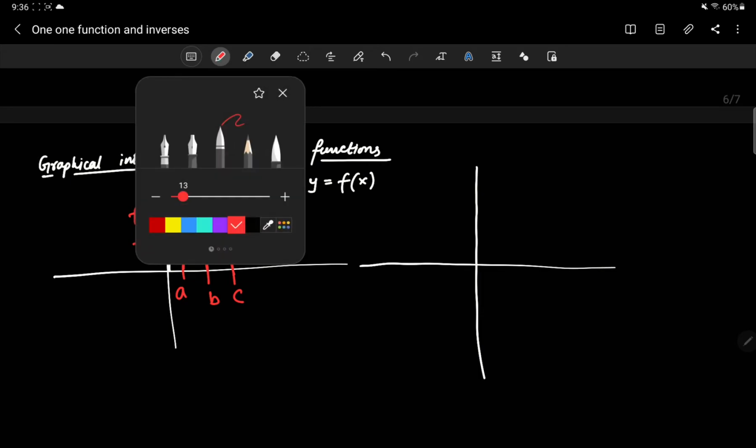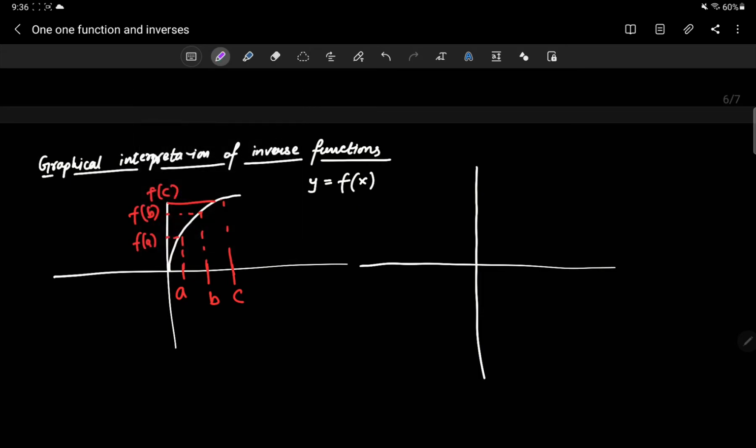Now what I do know is that finding the inverse means they sort of switch. So now the a, b, c are going to be here, right? And the f(a), f(b), and f(c) are going to be in here. So that is now going to be f(a), that is now going to be f(b), and that is now going to be f(c). So if you connect them, they're going to look something like that.